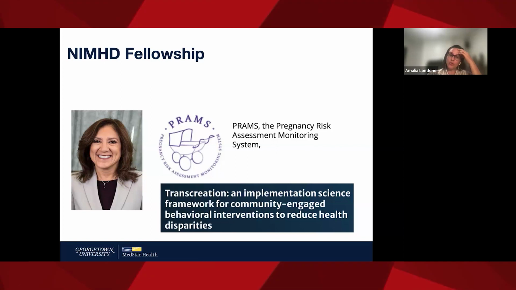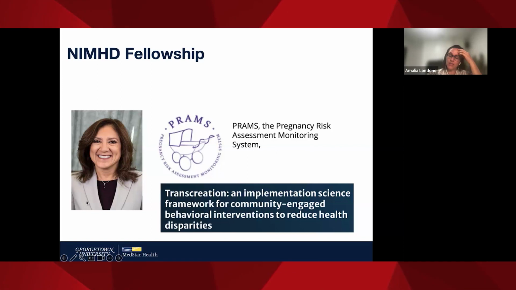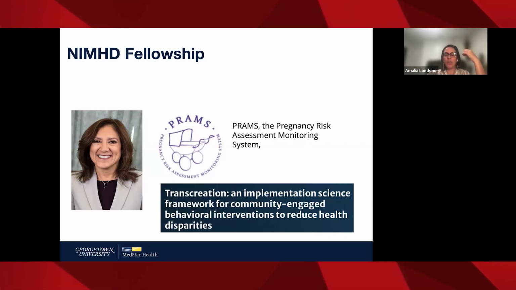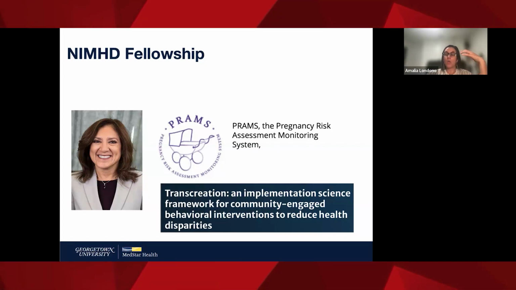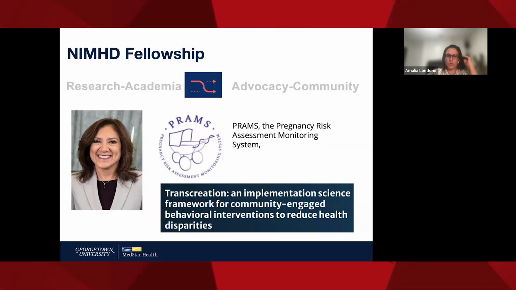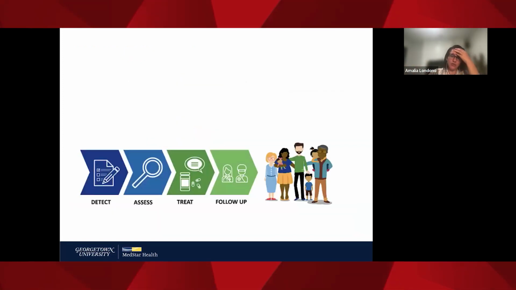I also learned from Dr. Ananopoulos, who was my mentor there, the scientific director of NIMH, about implementation frameworks to be able to use community-based and community-engaged practices to implement behavioral health interventions and reduce health disparities. So I was learning about all these different frameworks and my mentors' work. Again, I was trying to combine my interests.